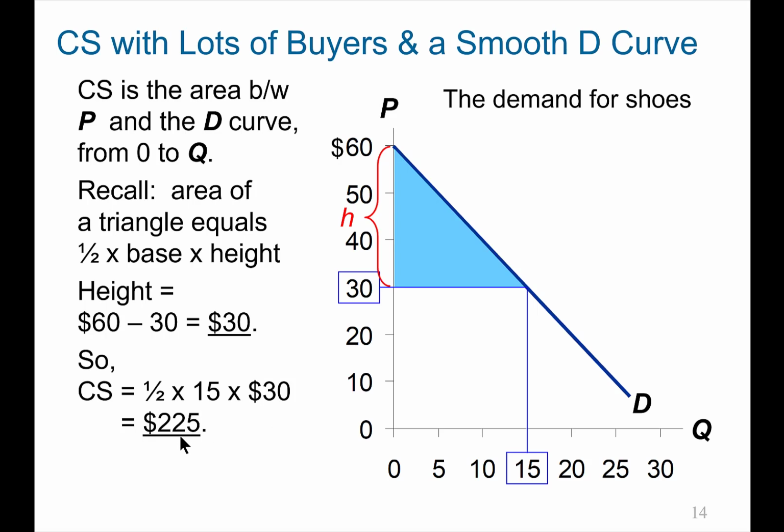And remember what consumer surplus is measuring. It's measuring the benefits to buyers from market participation. So it's the value of this "yes" when buyers buy something. Okay. And you might be like, oh my God, that's nothing. It's only $225. Ladies and gentlemen, these quantities are in thousands. So this is really 15,000. That means this is really $225,000 worth of "yes." That is just the market for shoes.